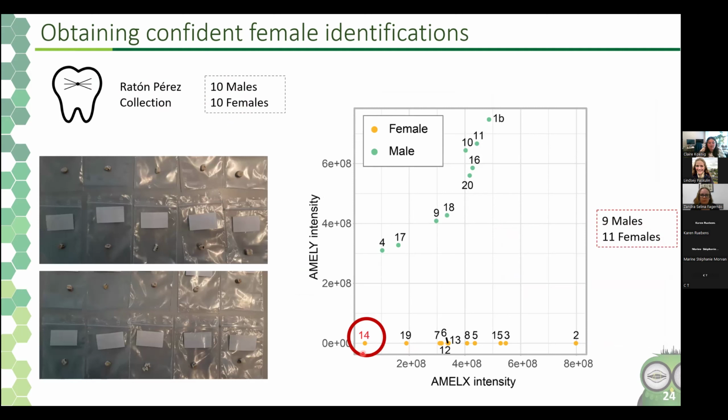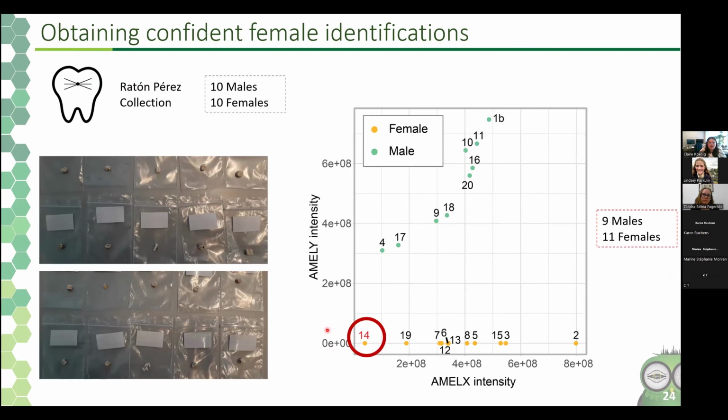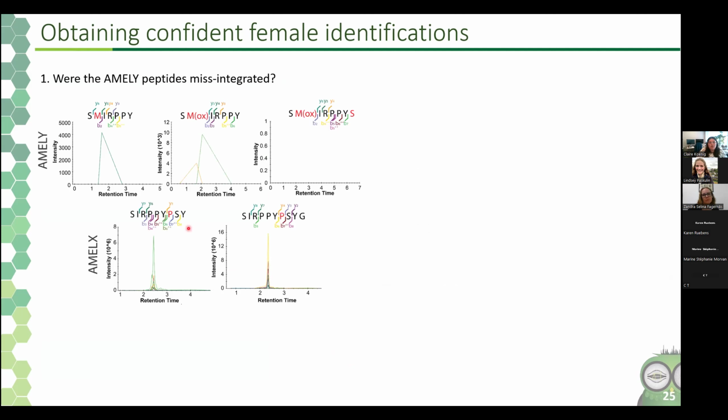Actually, this sample 14, that was originally a male but that we identified as female, was a bit problematic. So we decided to investigate further on this one, because it could have been identified as a female if something went wrong with the data analysis, for example if some signal was misintegrated. So we looked back at the MS traces, and we can see that we actually only have noise for AML-Y, but we have clean signal for AML-X. So it just shows that it doesn't come from our data analysis.